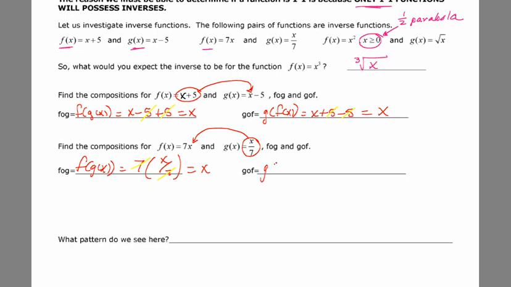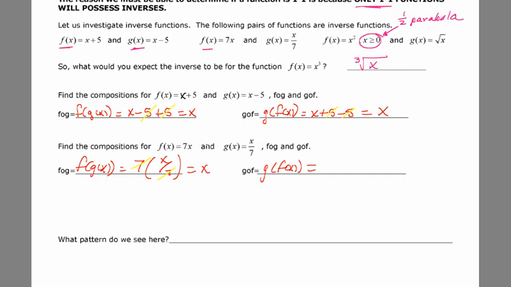Let's do G circle F. G parenthesis F parenthesis X, which means I'm putting the F function inside the G function. So let's pick up the F function, see what that's going to look like, and throw it inside the G function. Oops, I erased the wrong thing. There we go.